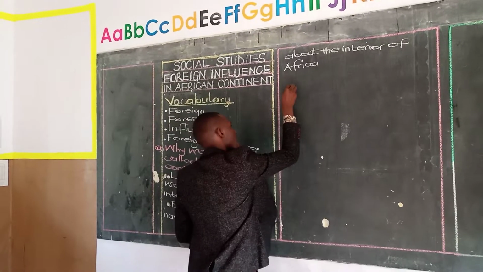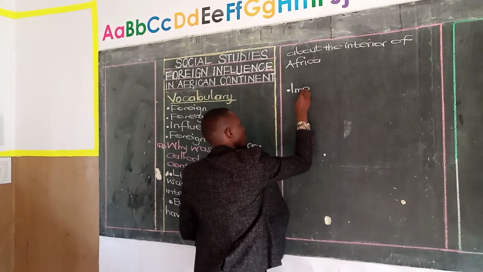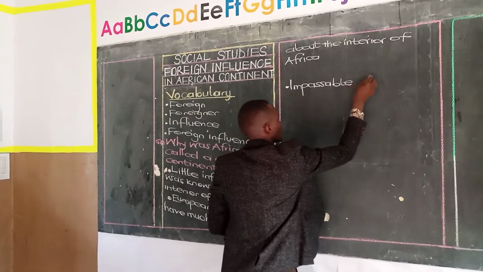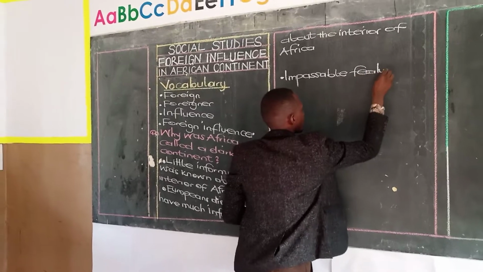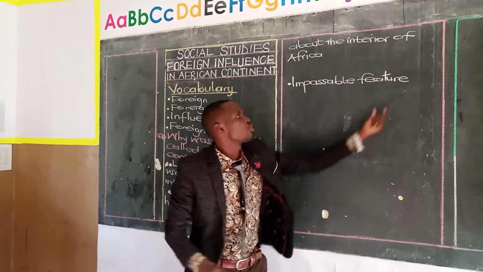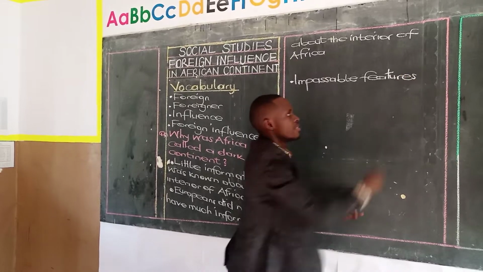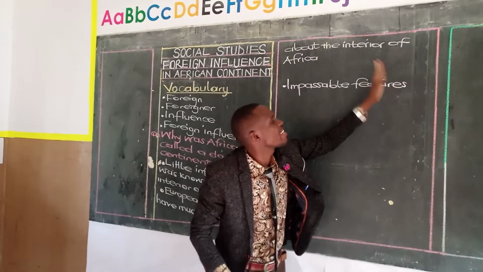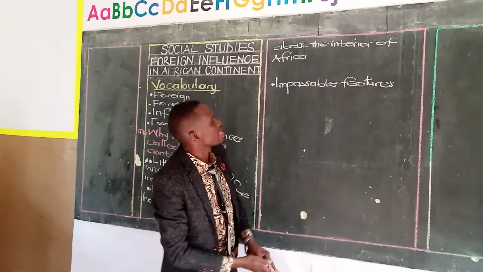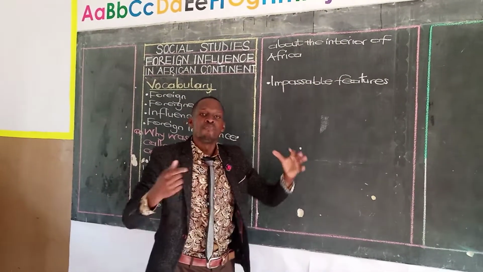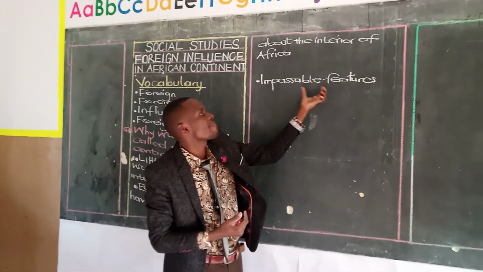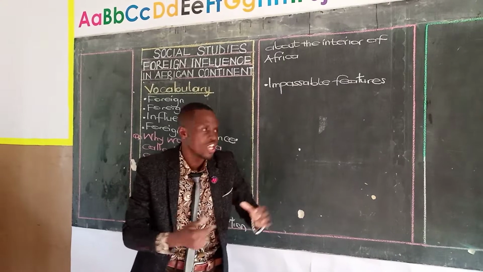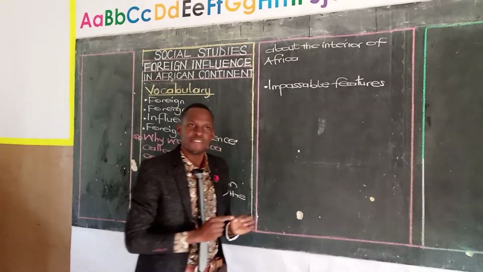So when we are saying Africa had impassable features, these impassable features included huge mountains, lakes and rivers, and then thick and impenetrable forests. These impassable features hindered the movement of early foreigners, and hence it was very difficult for these early foreigners to advance into the interior of Africa.